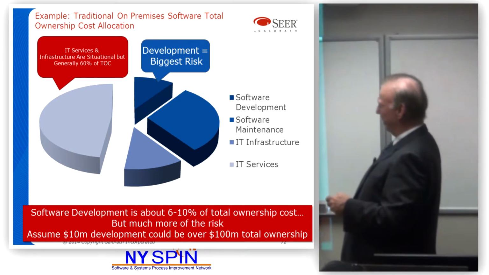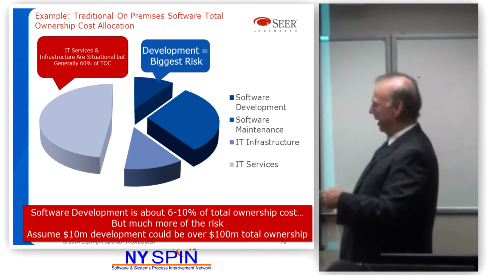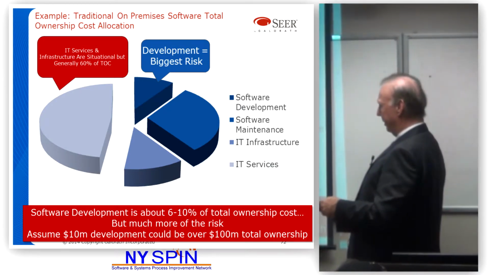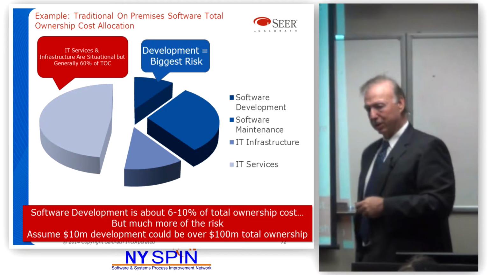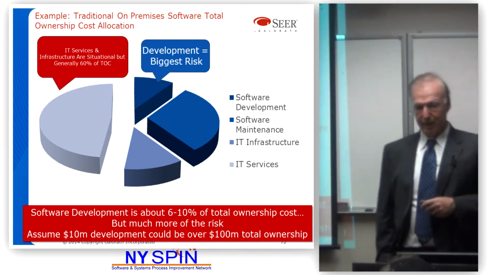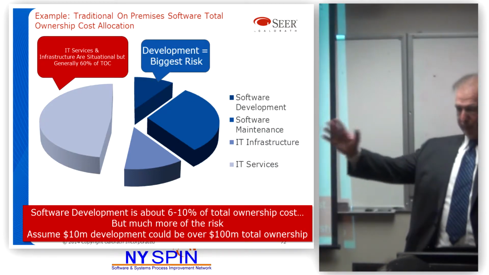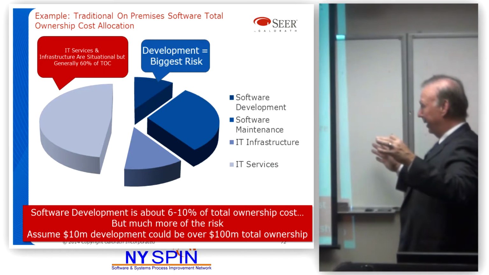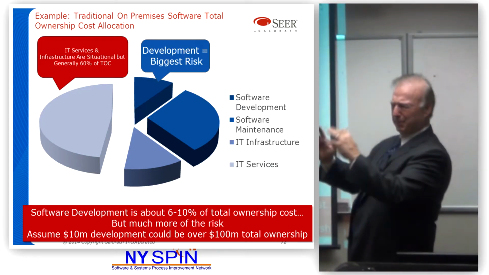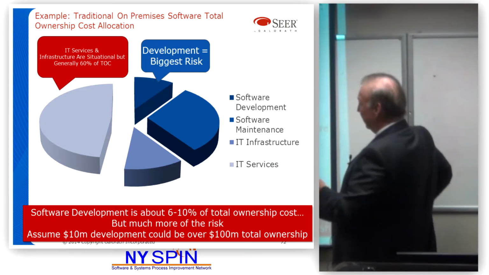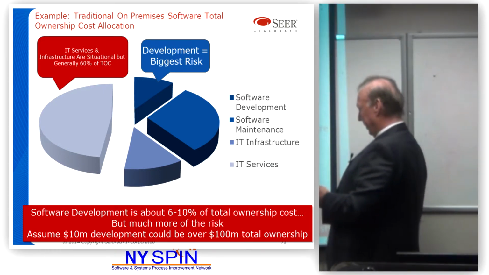If you look at this little pie chart here, this is software. If you factor out the total ownership costs of software development, software maintenance, IT services, IT infrastructure, that's about 6 to 10% of the total ownership costs. So if you're looking at a system and the affordability of a system, I recommend looking at it over the life, not just the development. Some people don't care about the life cycle cost, but it's really an important thing. So software is about 6 to 10%.